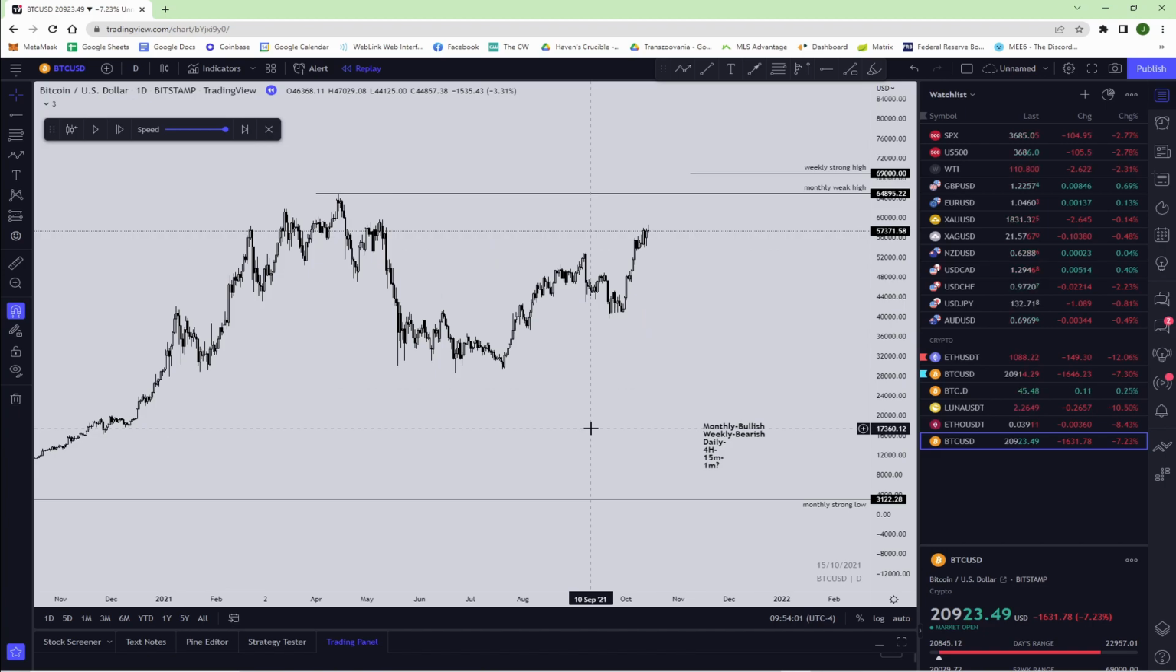We're going to go ahead and start here from the daily. We have a very clear uptrend. So I'm not going to bother marking it, but we do have a low. We have a daily strong low right here.